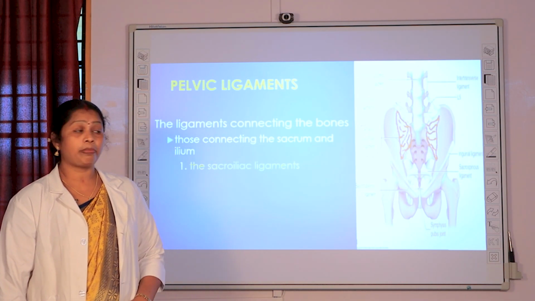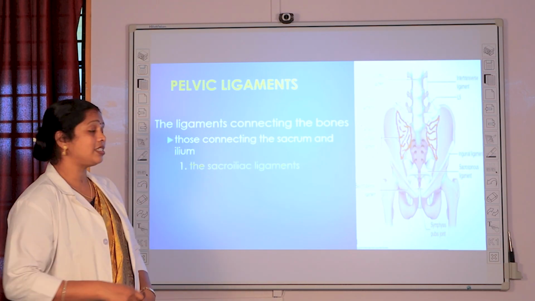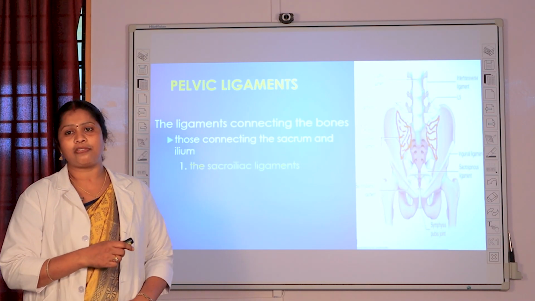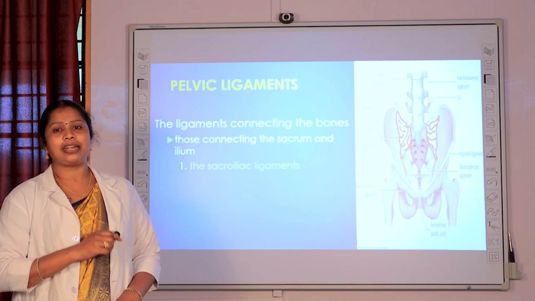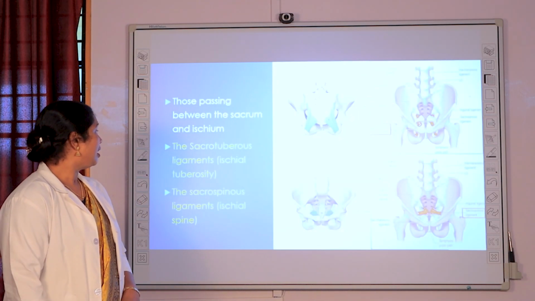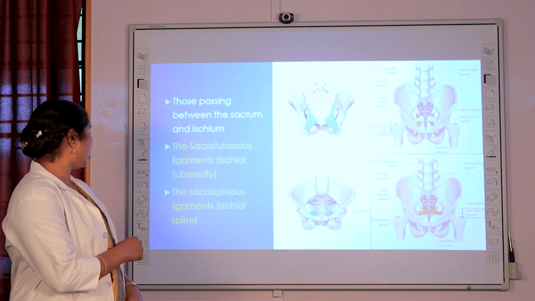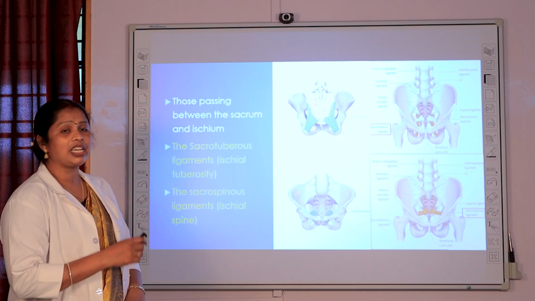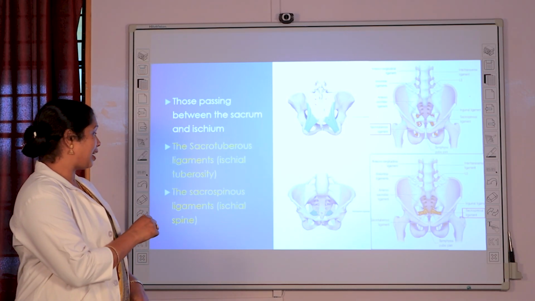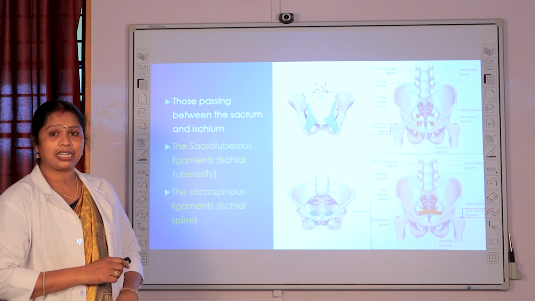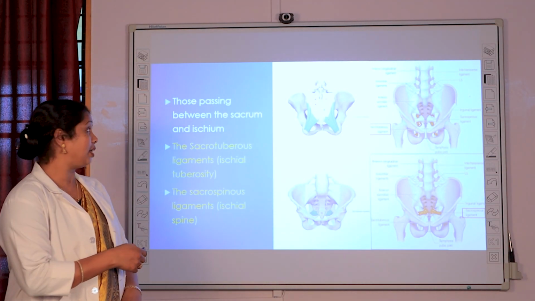Totally 4 ligaments are present in the pelvis. First one is the sacroiliac ligaments. The sacrum, right and left sacroiliac joints are attached with the sacroiliac ligaments. The second one is the sacrotuberous ligaments and third one is the sacrospinous ligaments. These two ligaments run from the sacrum to the ischial tuberosity and sacrum to the ischial spine. That's why it is called a sacrotuberous ligament and sacrospinous ligaments.